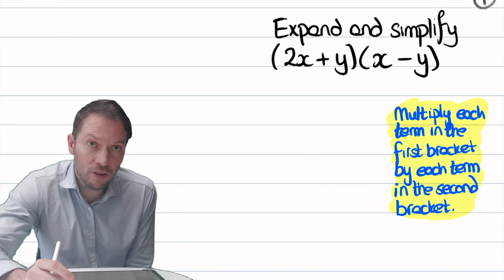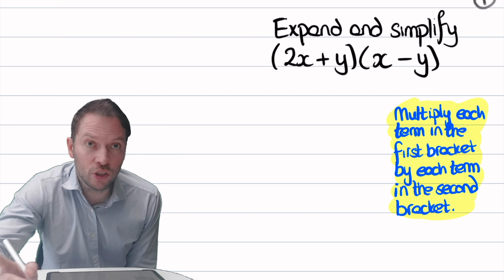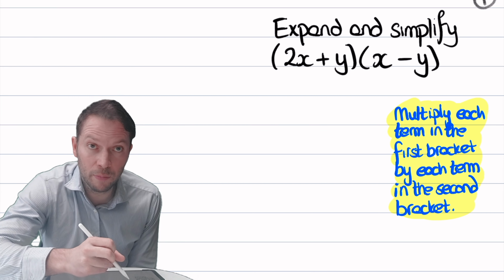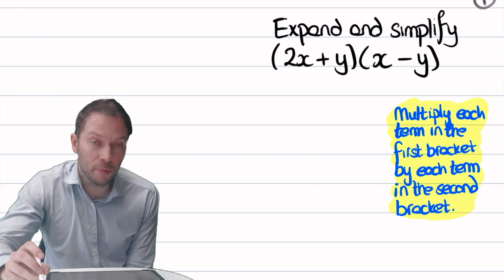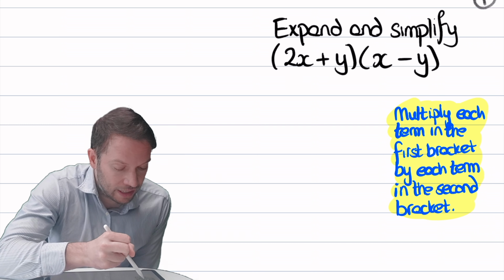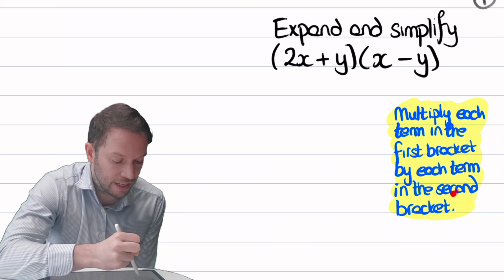Hi, in this video we're going to expand out two brackets where we have two different variables in each bracket. So I've got an x here and I've got a different variable of y. And remember, the principle for multiplying out two brackets, to expand out two brackets, is to multiply each term in the first bracket by each term in the second bracket.